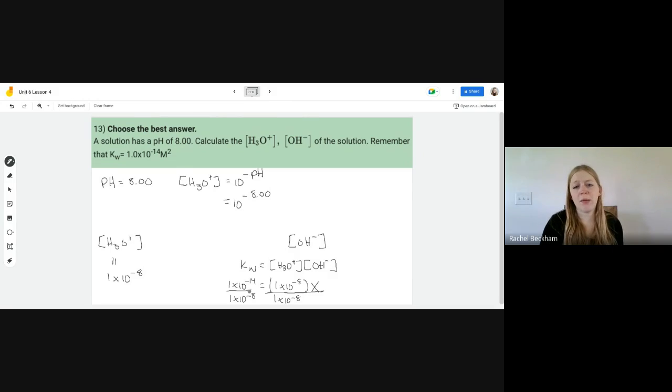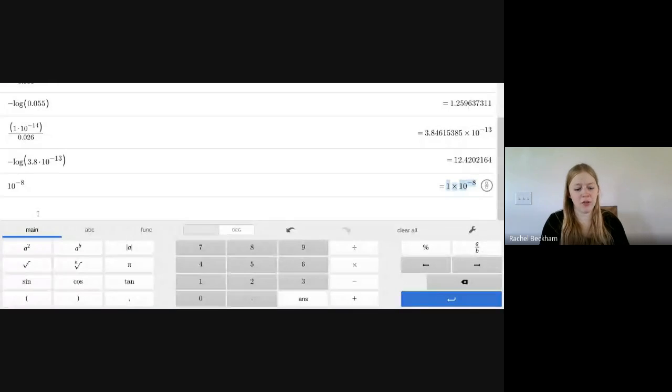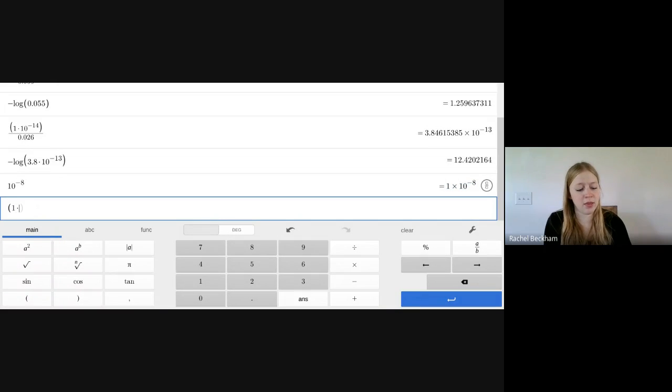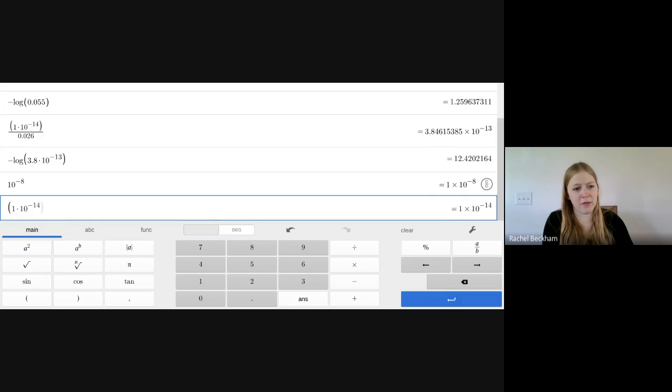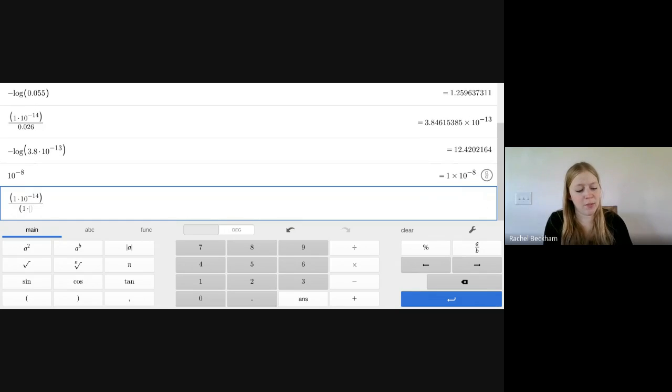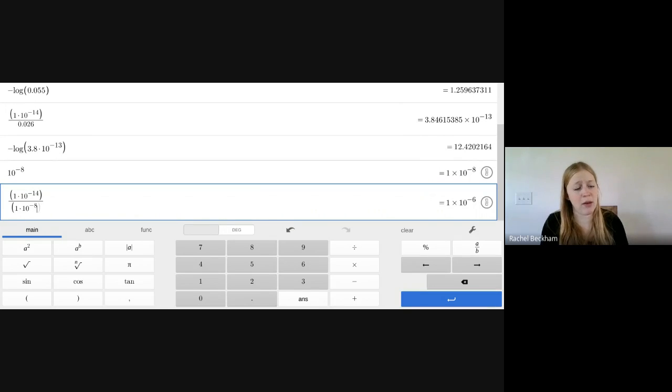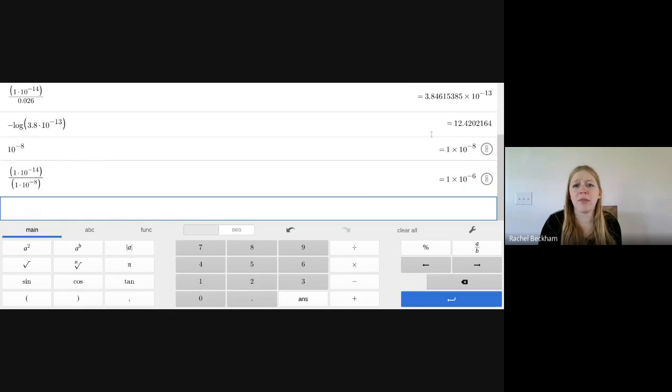So there's more exponents here. It's a little bit harder to do, so you can look at how I do it here. I'm going to do a parenthesis like that, and then click divide, and then do another parenthesis to make sure that everything is where it needs to go and make sure that I don't mess anything up. And I get 1 times 10 to the negative 6th.